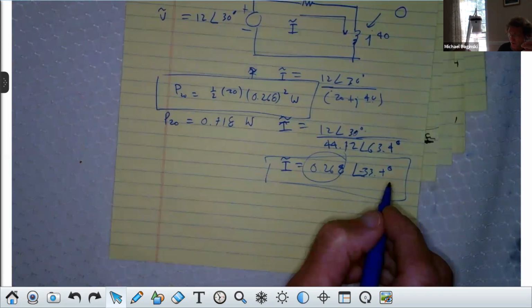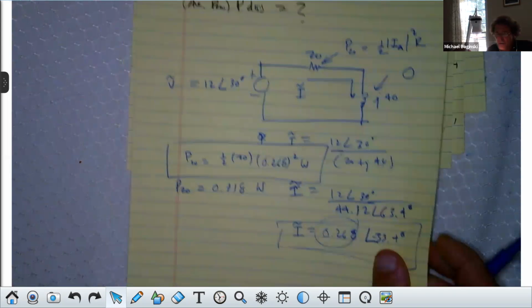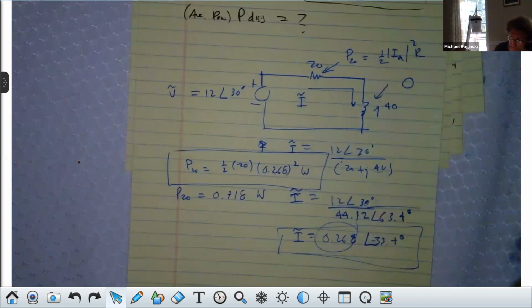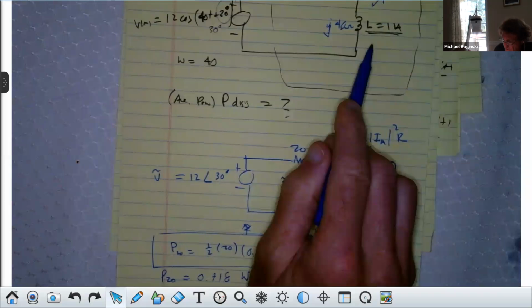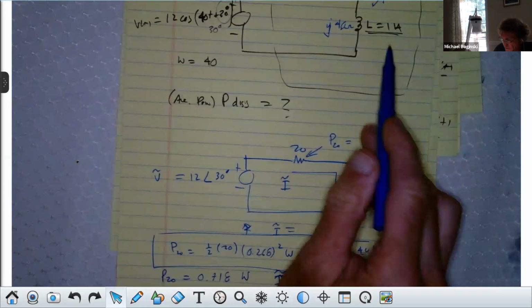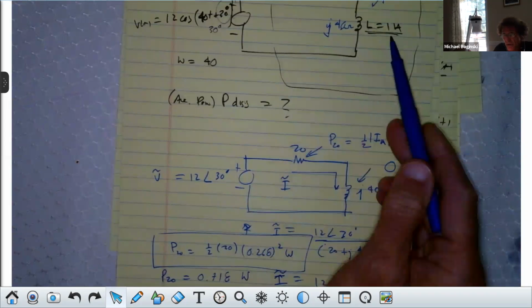Now, the only thing I really did, and now you're going to see the simplicity, when I got this problem, the panic would set in, well, I don't know what to do with this. Just make it an impedance, j omega L.